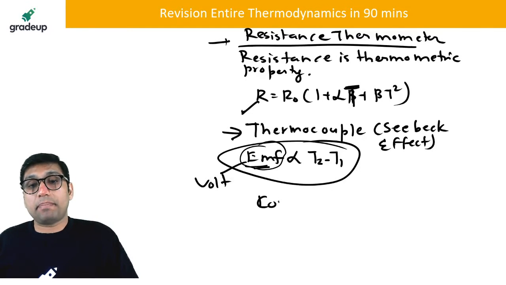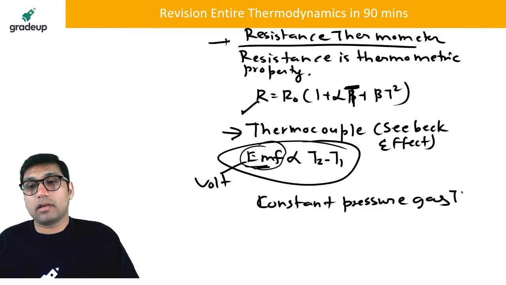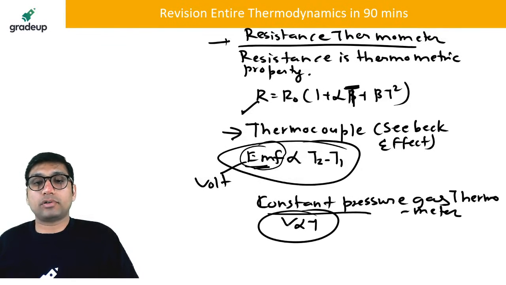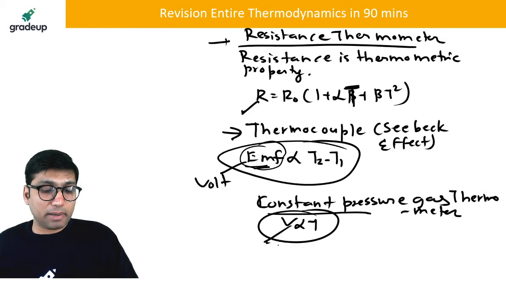Then we have the constant pressure gas thermometer. Here the thermometric property will be volume. Volume will be directly proportional to temperature. Volume will be the thermometric property.